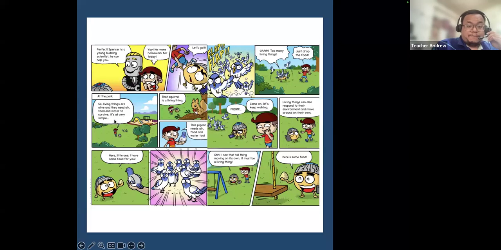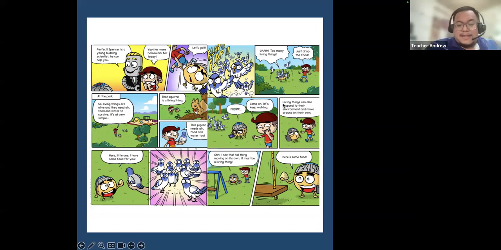So at a park, living things are alive and they need air, food, and water to survive. It's all very simple. That squirrel is a living thing. This pigeon needs air, food, and water too. Here, little one, I have some food for you. And all the birds look at him and snatch the food. Too many living things. Just drop the food. So after you drop the food, the bird runs towards the food and he survives.